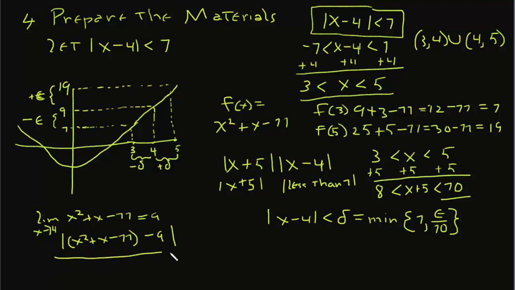This here represents the margin of error, the difference between what we want as output, the 9, and what we're going to get from the equation itself when we put in different x values. While this bit, the absolute value of x minus 4, means the difference we're allowing between the ideal input x and what we're actually using as an x value. Our overall goal is to show that we can control the output by controlling the input. You may wonder, why don't we just do that?